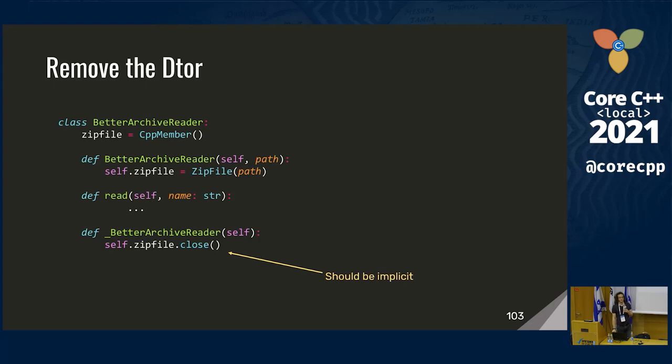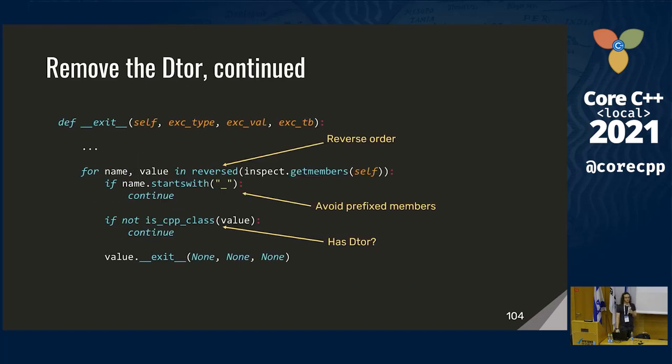Now this is implicit. Next step would be removing the destructor. After all, in C++, we don't explicitly call the destructors of all our members. We just trust the language to do that for us. And we want to do the same here. So we go back to the exit method that we defined in the C++ class function earlier. And we add another check to it.